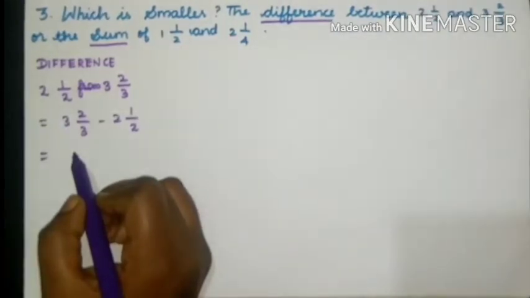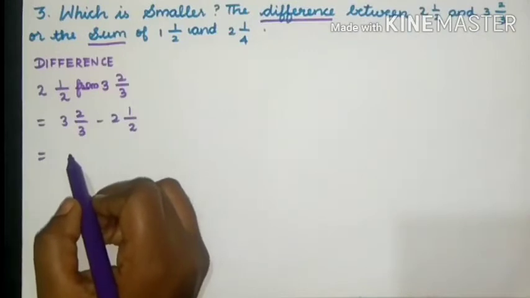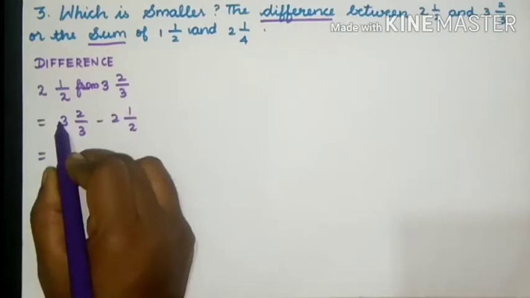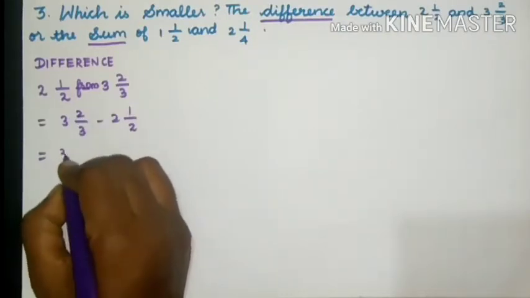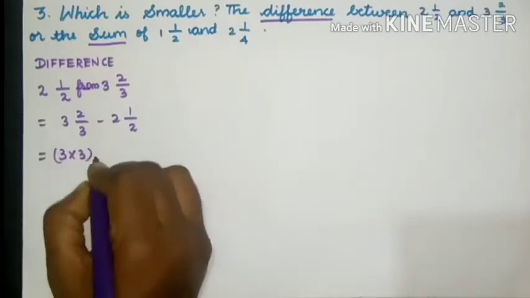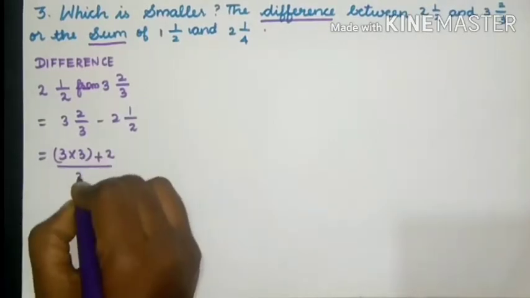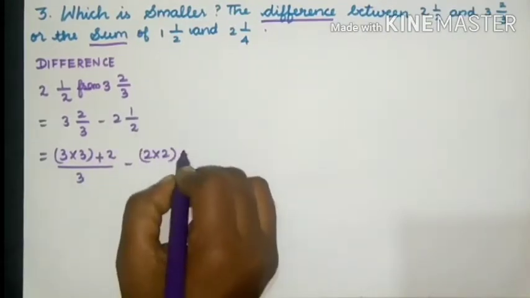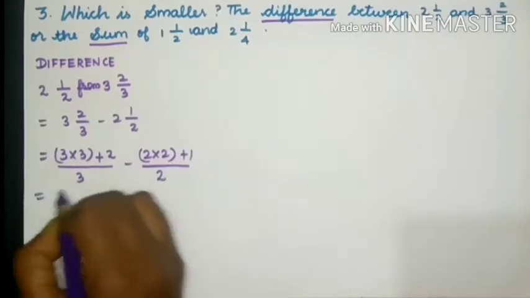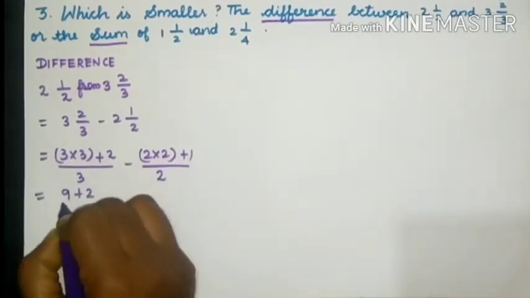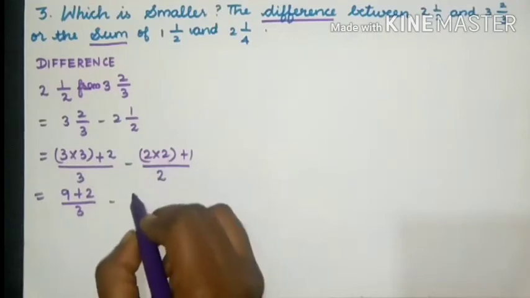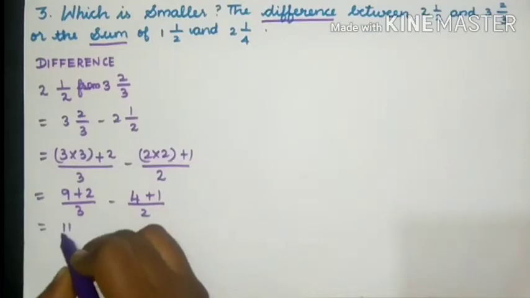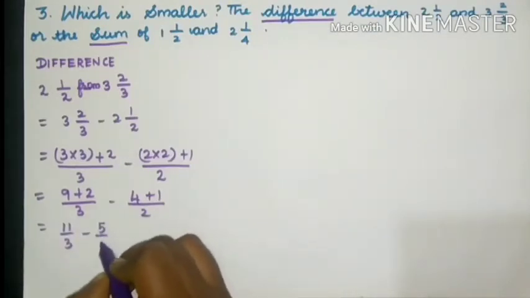So first we have to change this into an improper fraction. To find the improper fraction, you have to multiply the denominator with the whole number and add the numerator. 3 3s are 9 plus 2 divided by 3, minus 2 2s are 4 plus 1 divided by 2. 9 plus 2 is 11 by 3 minus 5 by 2.